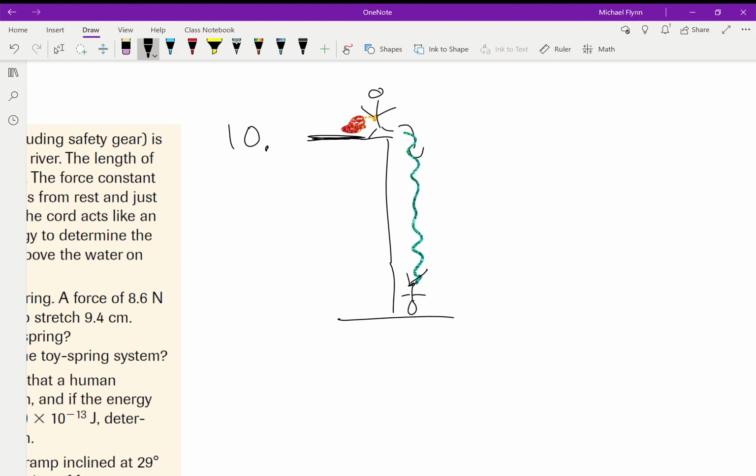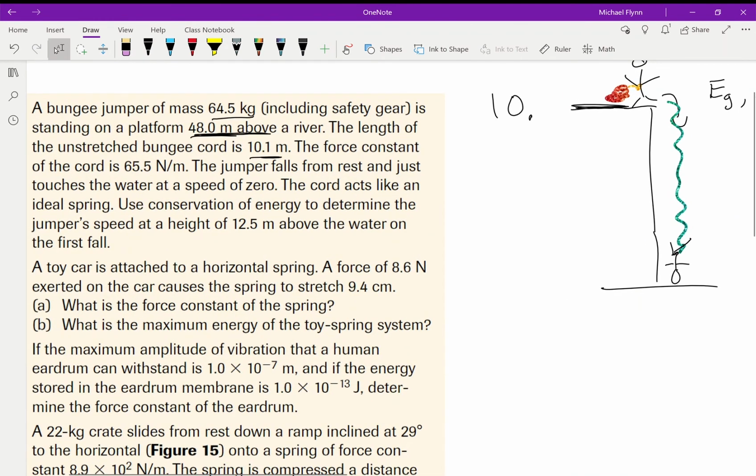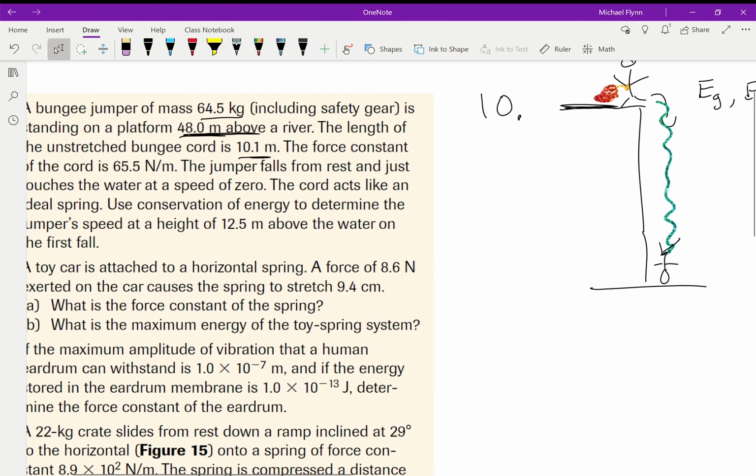So at the top, we'll make our little list. We have EG, EK, and ES, right? Those are the 3 types of mechanical energy. And this is one of those things, the guy's dropped, right? So you got to think of energy when you think of that. Now what the question says is, we know that this is the height, the distance all the way down to the water is 48 meters.